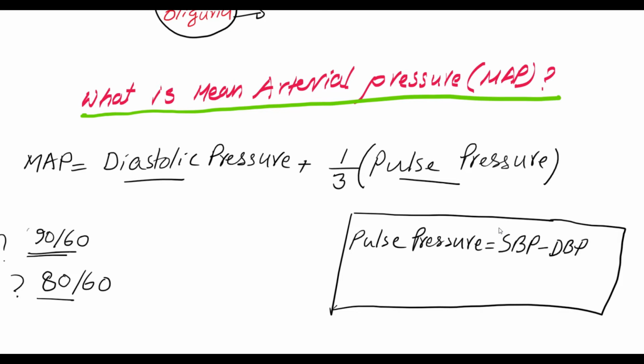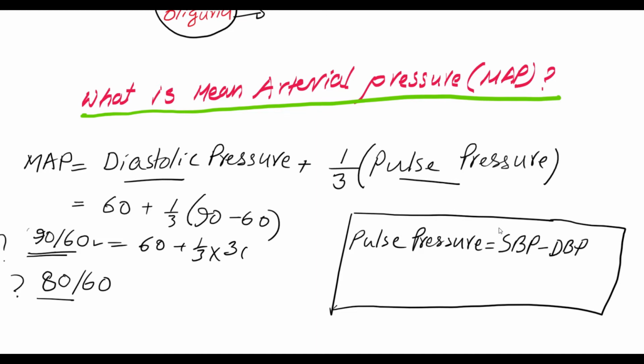Okay, calculate here: mean arterial pressure equals diastolic pressure. So here diastolic pressure is 60 plus 1/3 of pulse pressure, that means systolic blood pressure minus diastolic pressure. Here systolic blood pressure is 90 minus 60. So 60 plus 1/3 into 30 equals 60 plus 10 equals 70. So 70 is more than 65. So this is not hypotension.